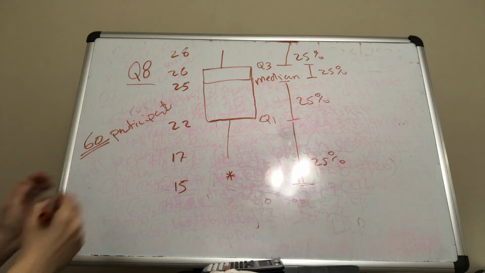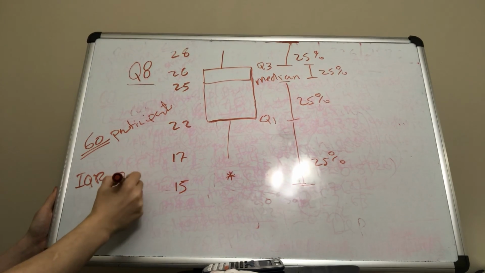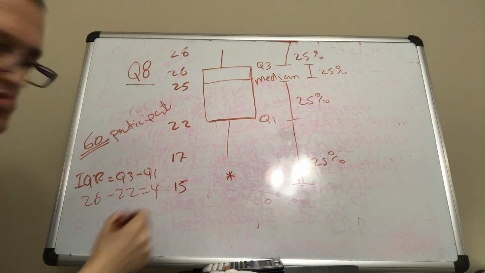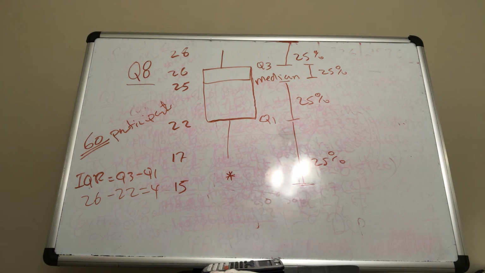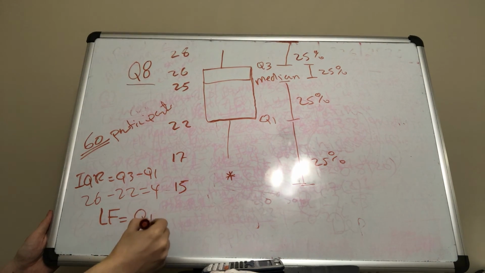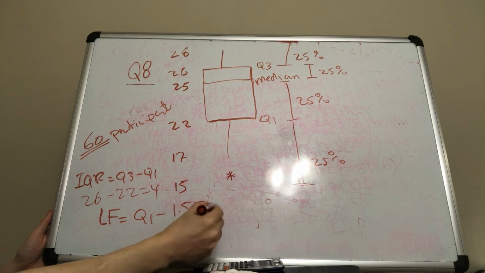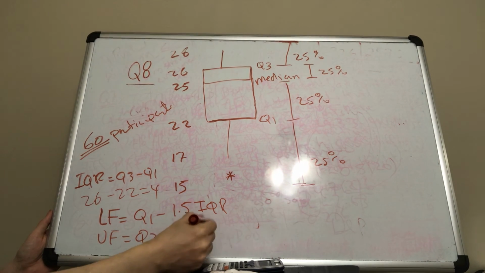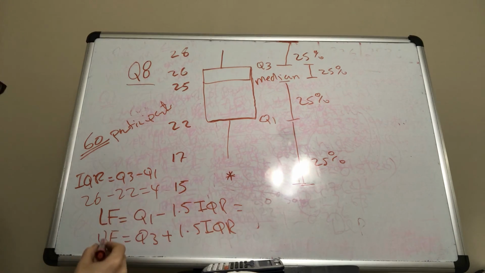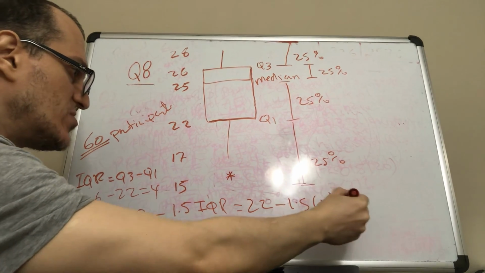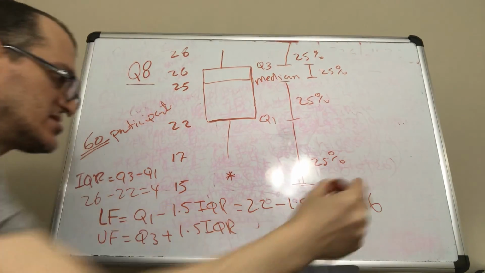What's your IQR? IQR is Q3 minus Q1. 26 minus 22, 4. State the value of the lower fence. Lower fence is Q1 minus 1.5 IQR. If they ask for upper fence, it would be Q3 plus 1.5 IQR. But they only ask for the lower fence. Q1 is 22, minus 1.5 times 4. That would give you 16.